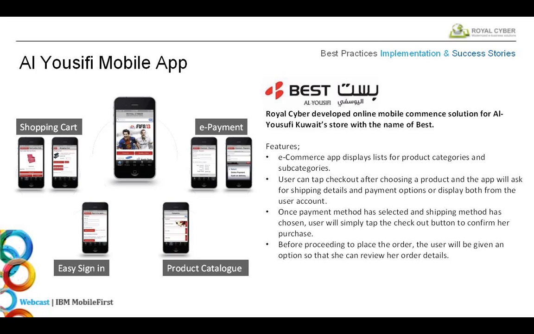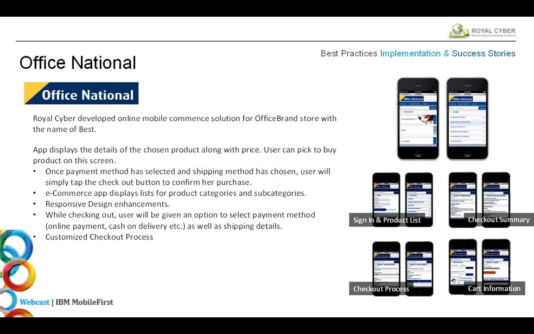Regarding Office National, they are our Australian client. They actually needed a B2B store to facilitate consumers, merchants, and retailers. The app displays the detail of the chosen product along with the price and quantity with some additional features. Users can pick to buy products on this screen with a quick and improvised checkout process. Once the payment method is selected and the shipping method is chosen, the user will simply tap on the checkout button to confirm the purchase. It also includes the display feature for product categories and subcategories.